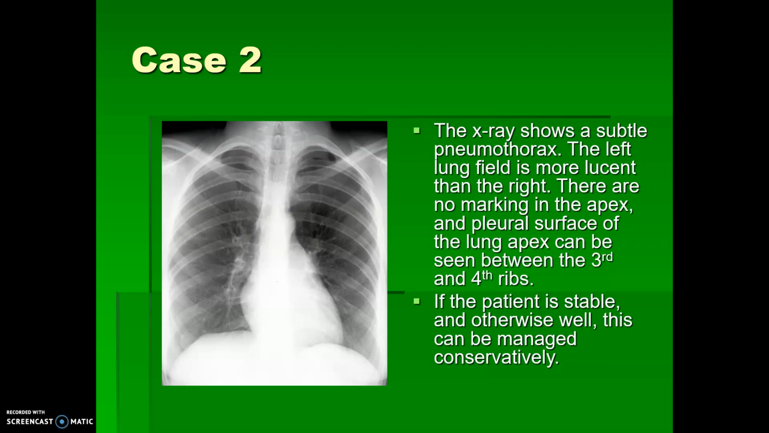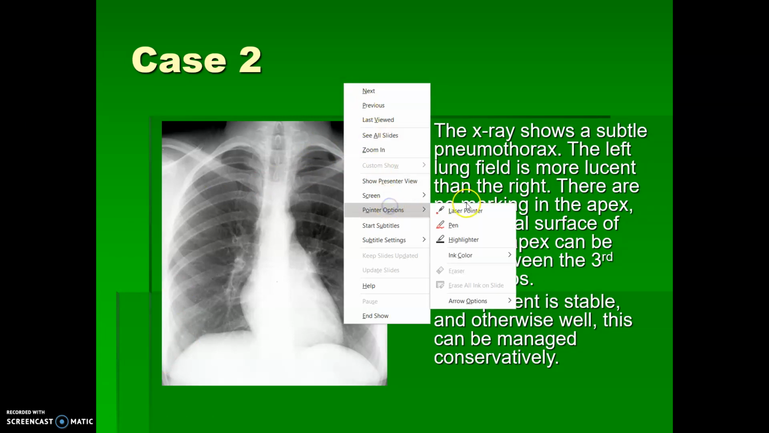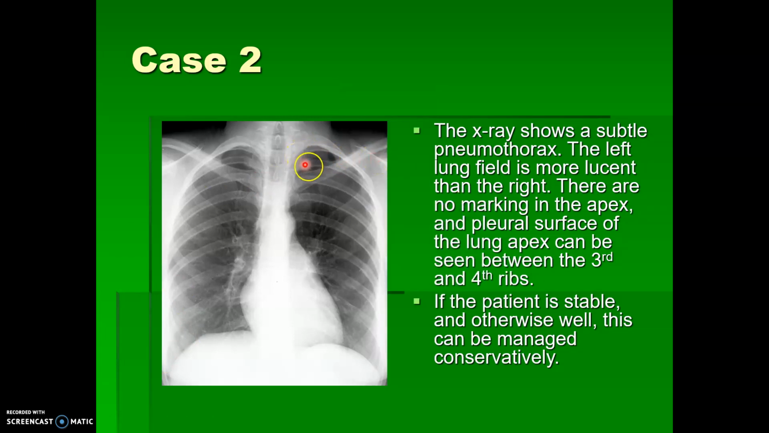This shows a subtle left pneumothorax. The left lung field is more lucent than the right, and there are no markings up here in the apex. Let me just put on my pointer. Yeah, so there are no lung markings up here. And actually, you can see the edge of the lung between the third and fourth ribs. It's difficult, but you can see it. If this patient is stable, then they can be managed conservatively.